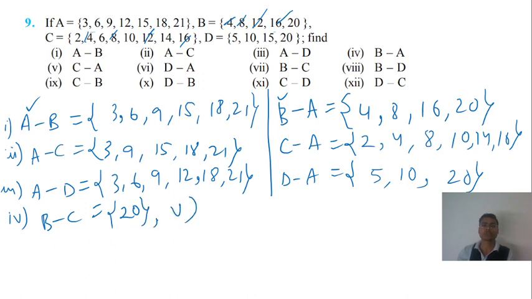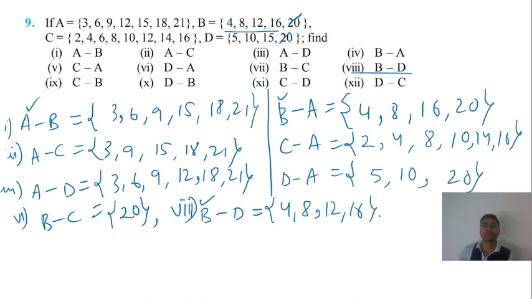Now coming to question number 1, 2, 3, 4, 5, 6. Actually it is 7 and it is 8. So what is the 8th part? It is B difference D. So we will now find the common elements between B and D. So B and D have no common elements. Since they have written B earlier, we will write the rest of the elements of B: 4, 8, 12 and 16.